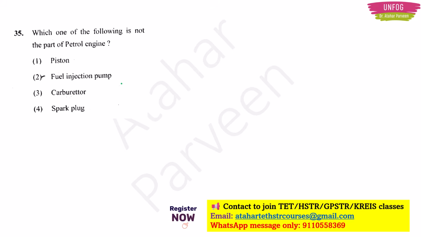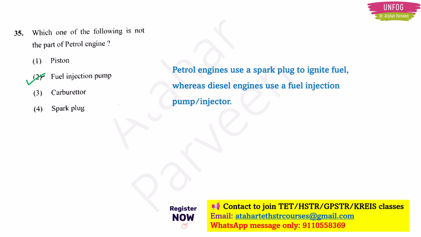Which one of the following is not the part of a petrol engine? Actually, piston, carburetor, spark plug, all these you must have heard in your bike also, the names of the parts of the bike. But fuel injection pump, it is actually from the diesel engine, not from the petrol engine. Actually, petrol engines use a spark plug to ignite fuel. But diesel engines use a fuel injection pump to ignite the fuel.